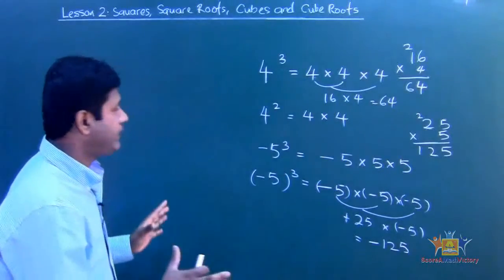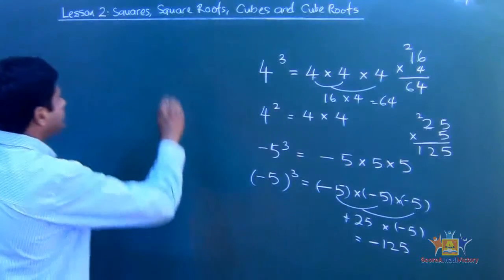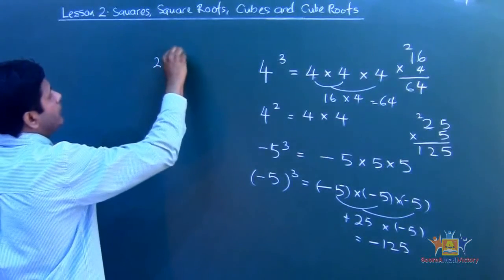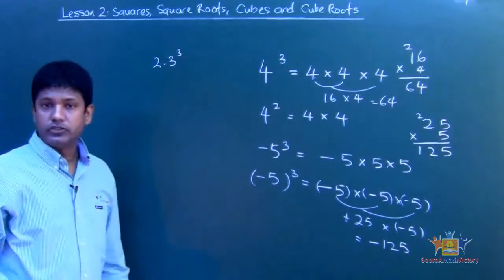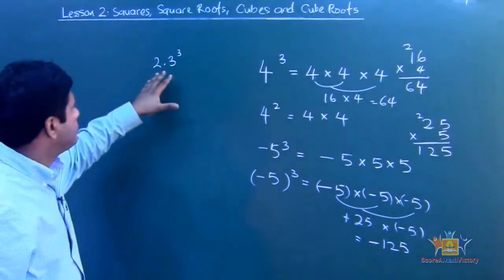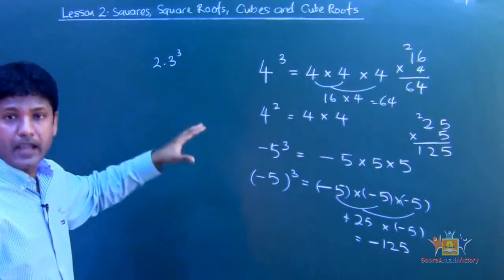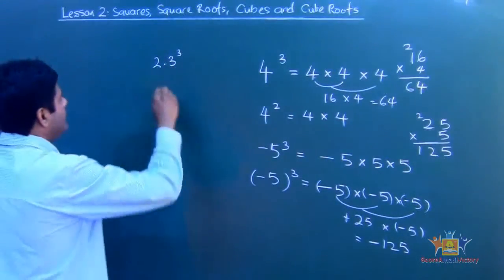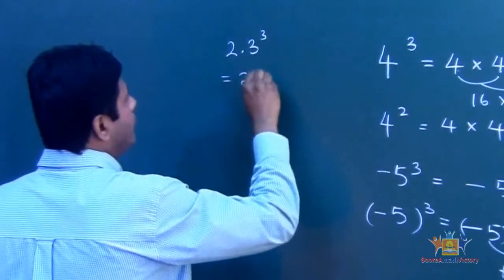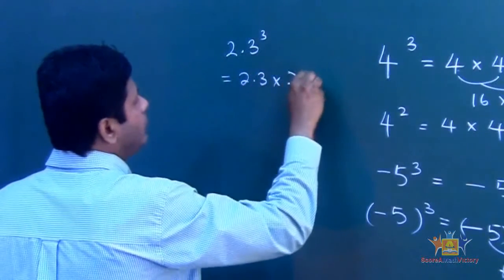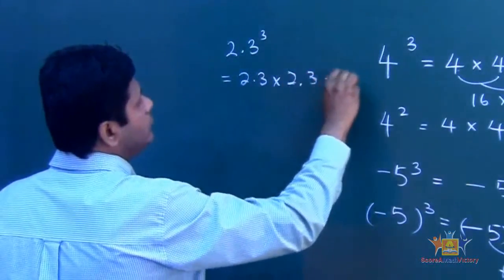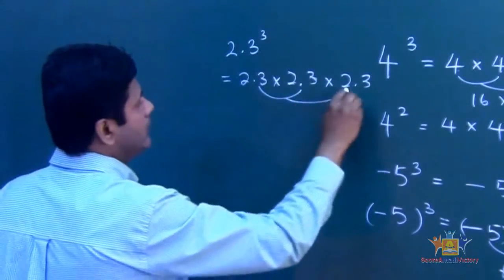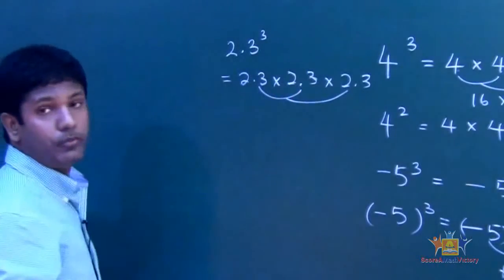Now let's say, for example, I give you a decimal, 2.3 to the third power, which is a cube. So that means what? 2.3 times 2.3 times 2.3. See that? You're repeating that 3 times. Then you use the pairing method. We're going to multiply 2.3 with 2.3 first.